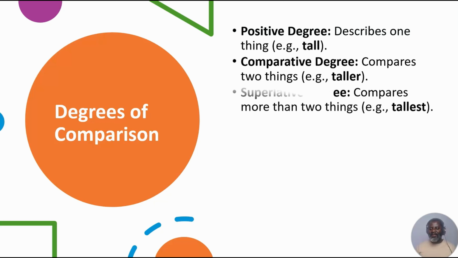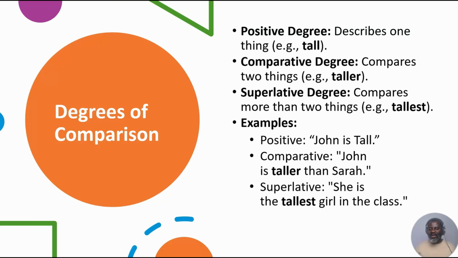Then we have the superlative degree. The superlative degree compares more than two things. So you can say the boy is the tallest in class. And these are the examples that you can look at. John is tall. John is taller than Sarah. And then she is the tallest girl in the class, as I mentioned.